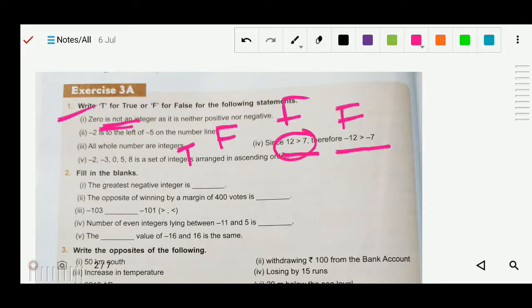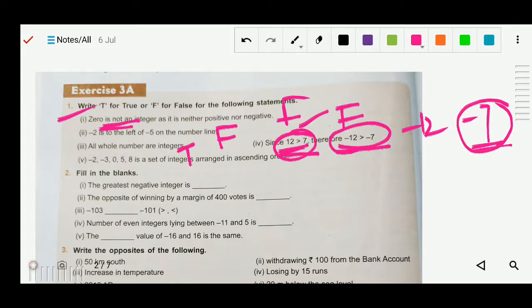Why? The first statement is true, but look at minus 12 and minus 7. Which is the greater number? Here, he has taken minus 7 rupees from someone, and here he has taken minus 12. So who is in the bigger loss? Of course this person. So minus 7 is greater than minus 12. Also on the number line you can see minus 7 is on the right side of minus 12, and the right side number is the greater number. So this is false.